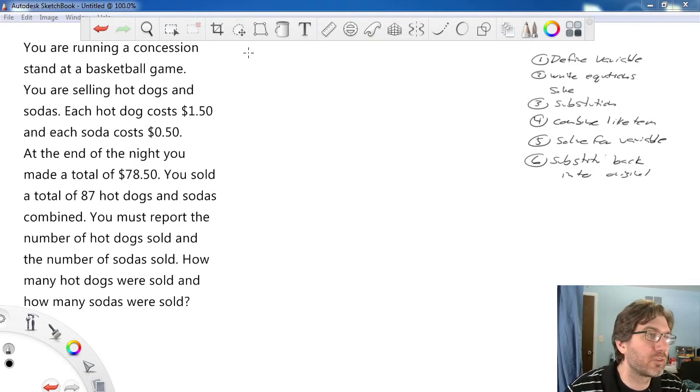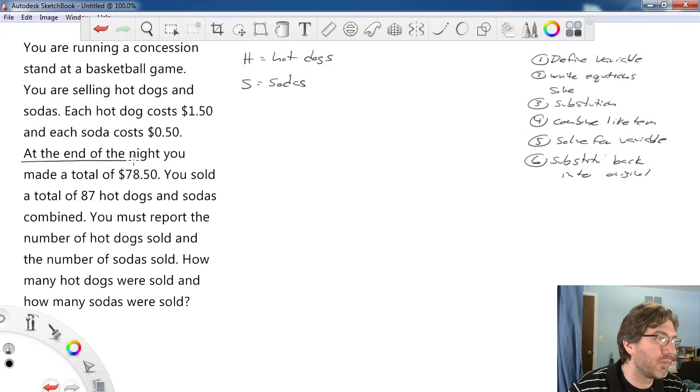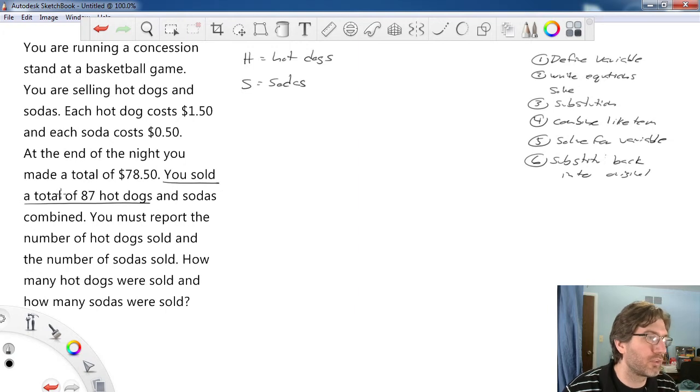So first off, we're going to define our variables. We're going to say H equals hot dogs, and we're going to say S equals sodas. And just picking out information, I'm looking at this line here. Actually, no, I'm not looking at that line yet. I'm looking at, you sold a total of 87 hot dogs and sodas combined. So that I know my hot dogs plus my sodas have to equal 87. That's how many amounts I sold.